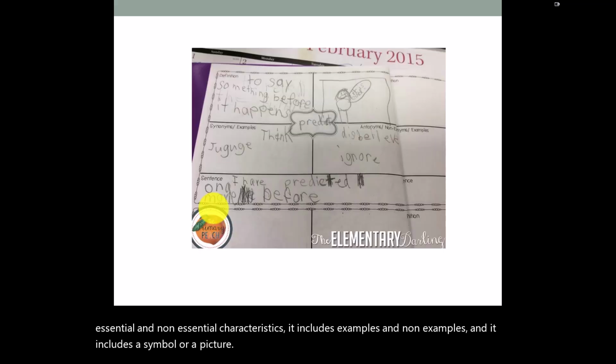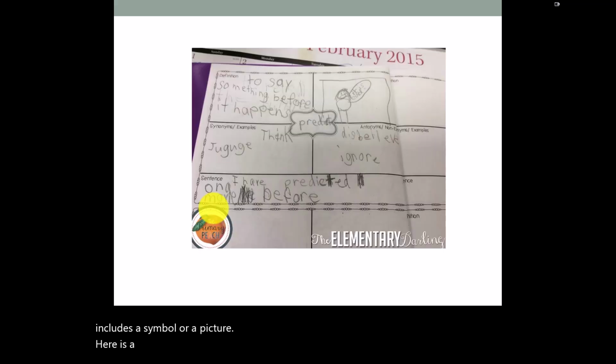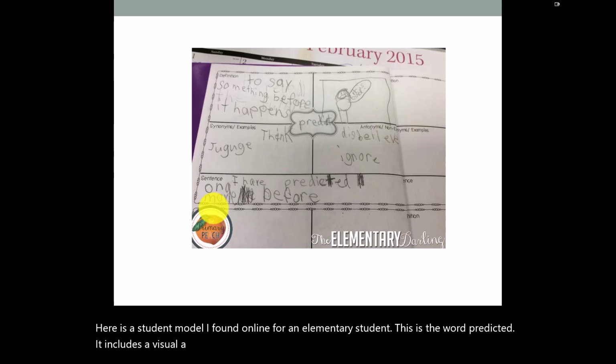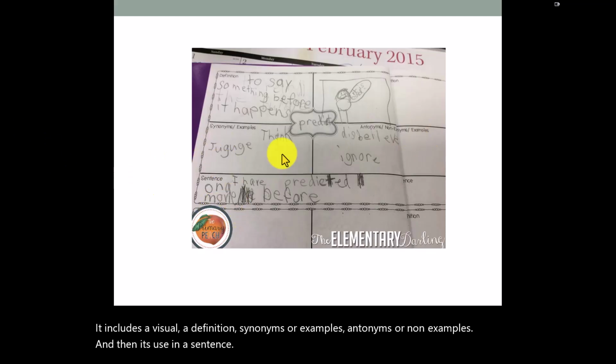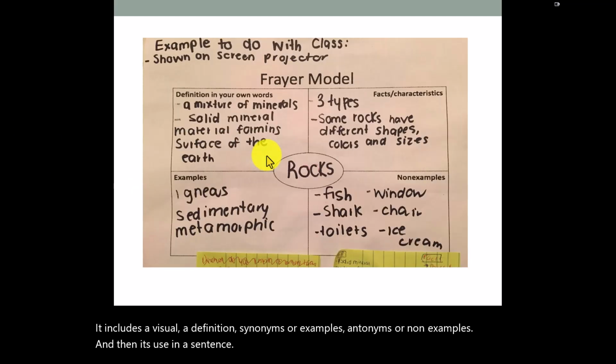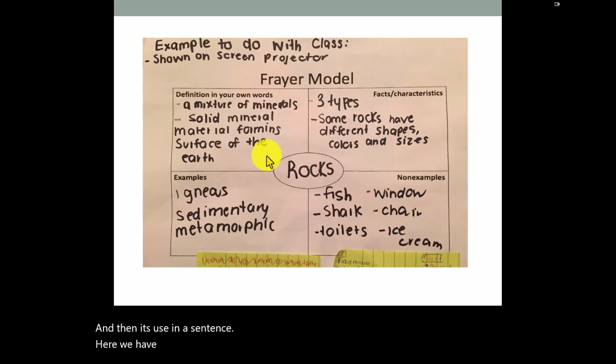Here is a student model I found online for an elementary student. This is the word predict, and it includes a visual, a definition, synonyms or examples, antonyms or non-examples, and then its use in a sentence. Another example, here we have rocks: definition in your own words, facts or characteristics, examples, non-examples.